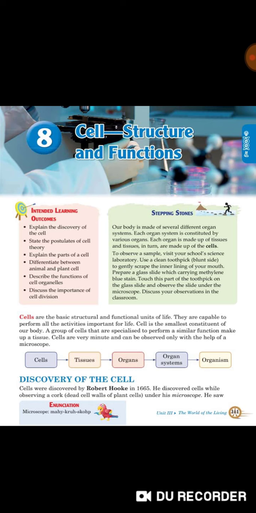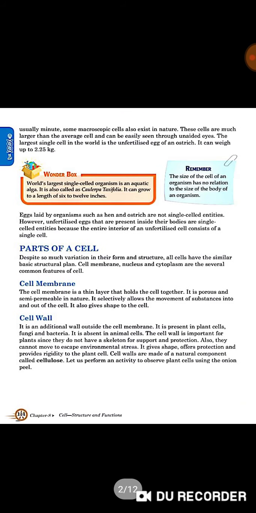Let's continue chapter 8 from science, cell structure and functions. In the last class, we completed up to variation in cell shape and size. So our today topic is parts of a cell.